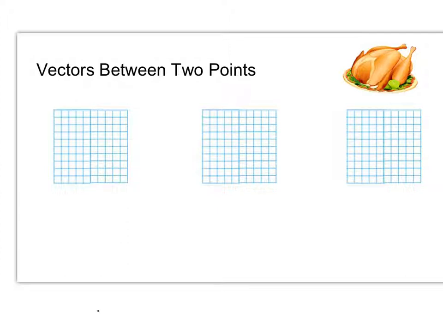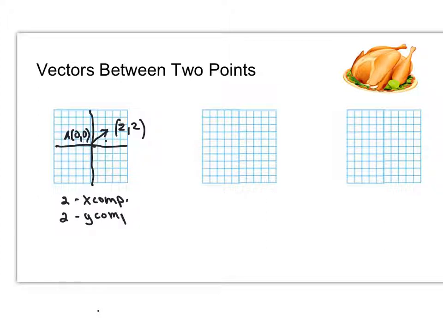Okay. Let's start by making an origin here. And let's draw a vector from 0, 0 to 2, 2. So point A is 0, 0, and point B is 2, 2. If I look at that, there are 2 units to the right. That's my x component. And then there are 2 units in a positive direction for my y component. Okay, so I could represent this vector as 2, 2.